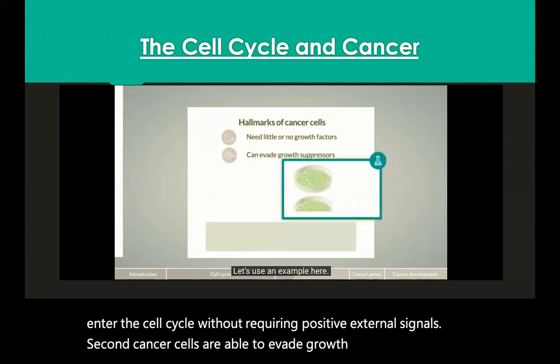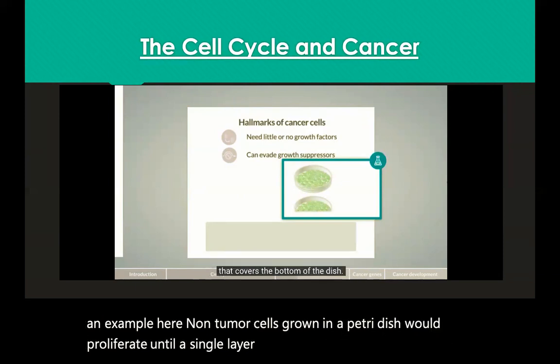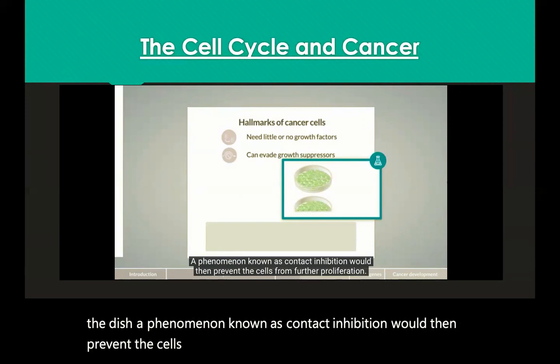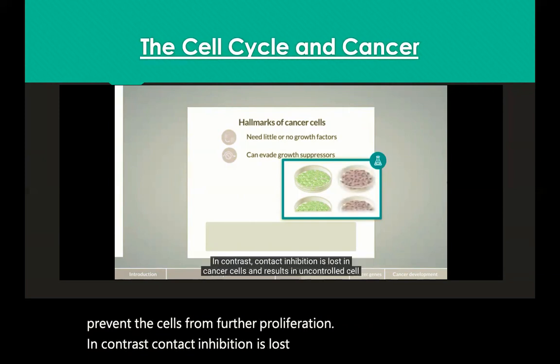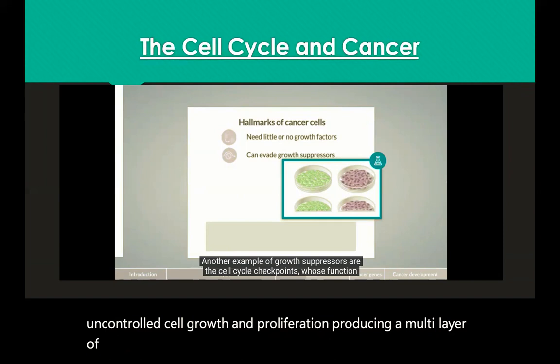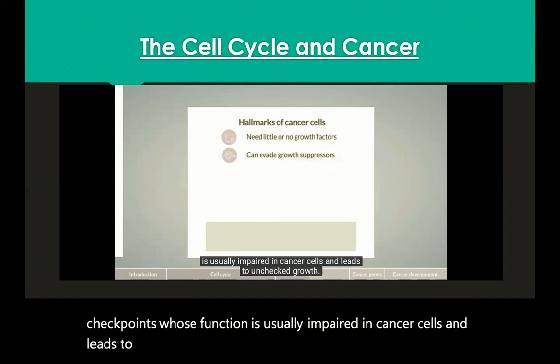Let's use an example here. Non-tumorous cells grown in a petri dish would proliferate until a single layer is formed that covers the bottom of the dish. A phenomenon known as contact inhibition would then prevent the cells from further proliferation. In contrast, contact inhibition is lost in cancer cells and results in uncontrolled cell growth and proliferation, producing a multilayer of cells. Another example of growth suppressors are the cell cycle checkpoints, whose function is usually impaired in cancer cells and leads to unchecked growth.